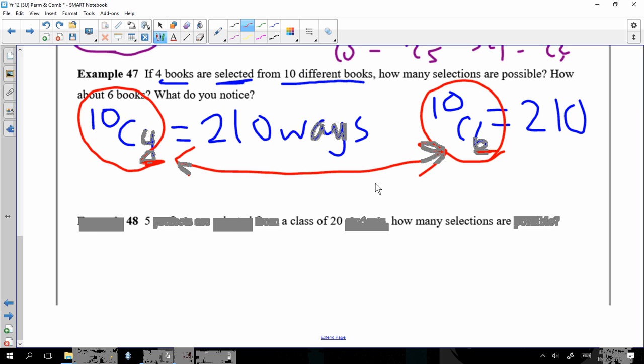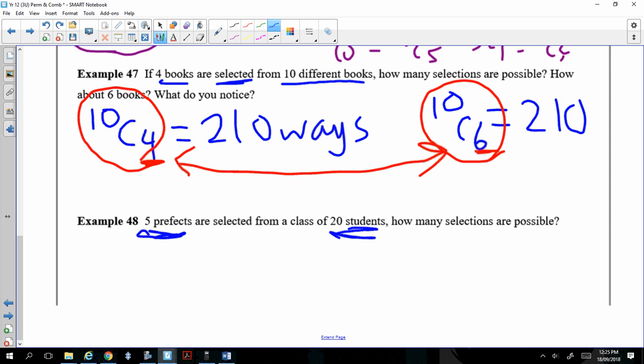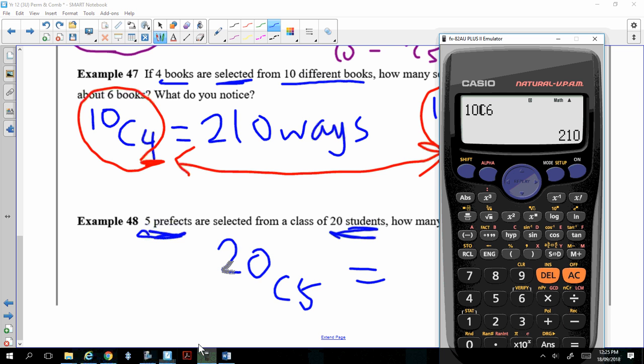Okay, I haven't asked a student. So Alia, can you tell me 48? Should be pretty easy. Just tell me what you're going to write. Now you should know because you're selecting 5 prefects from 20 students. Have a try. That's it, easy. Well done. Okay, 20C5. You just select 20C5. Okay, good. That answer, 15504 ways. So many ways to select 5 people from 20. Okay, good. Let's move on.